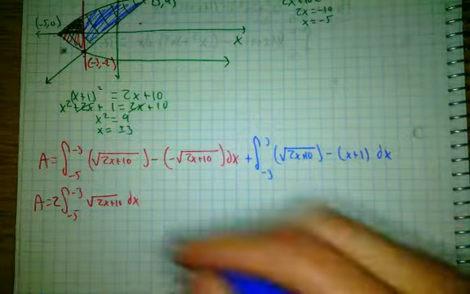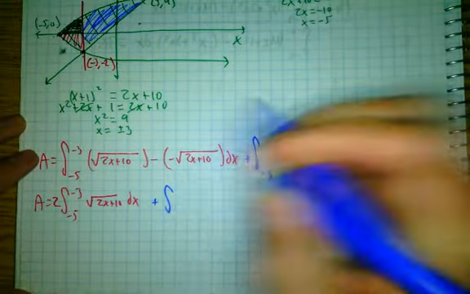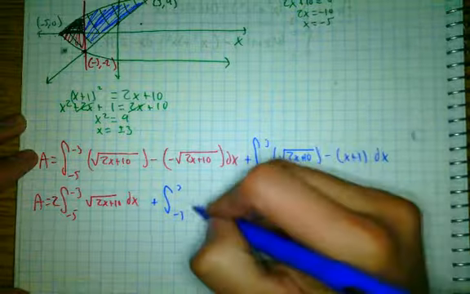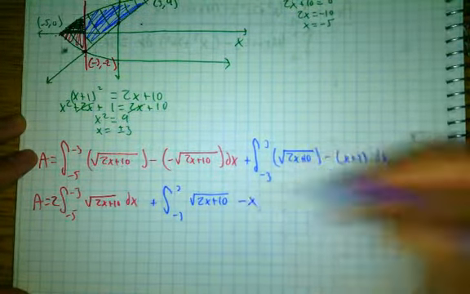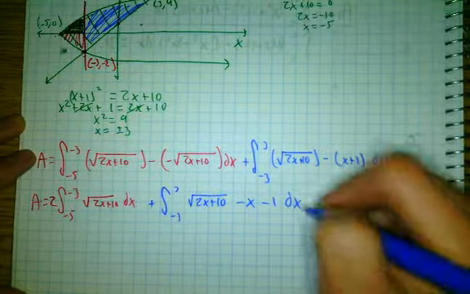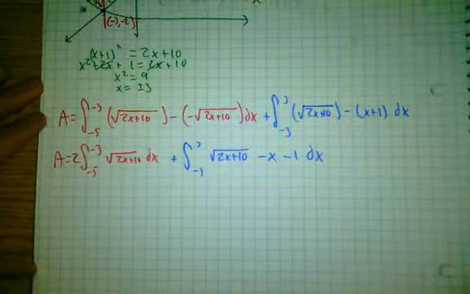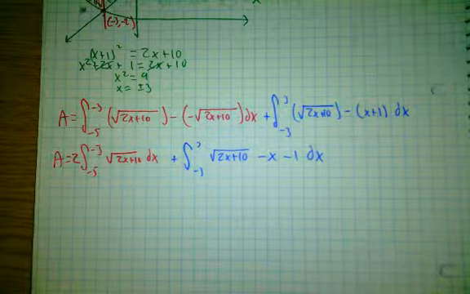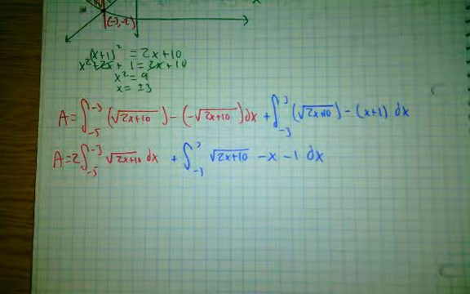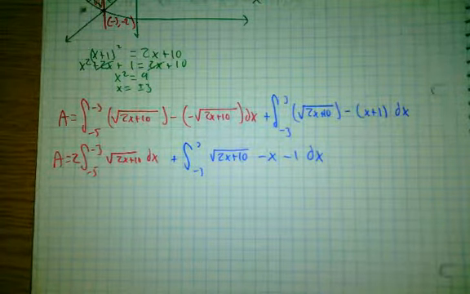And then here, again, I would simplify things to make your life easier. So plus the integral between negative 3 to 3 of the square root of 2x plus 10 minus x minus 1 dx. Now, at this point, I want you to go ahead and pause the video and try this on your own. Yes, sir? Like, dx is with respect to x, right? Correct. We're going there next. Try this on your own.